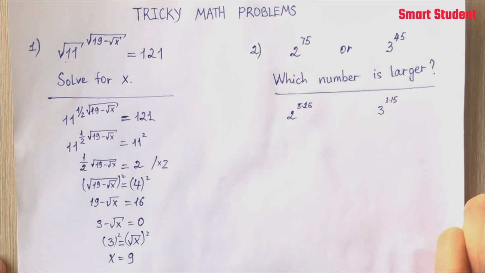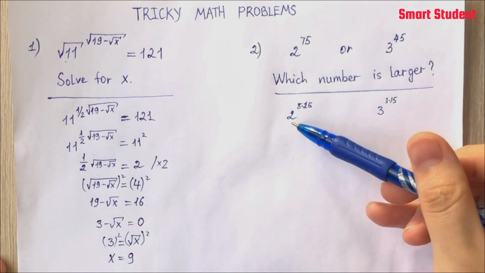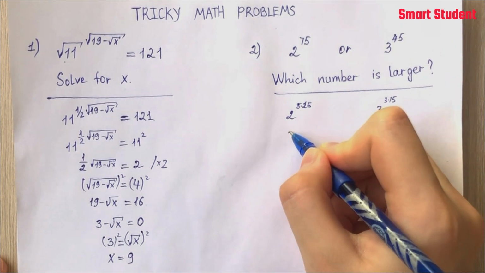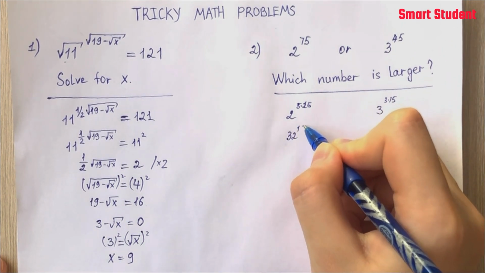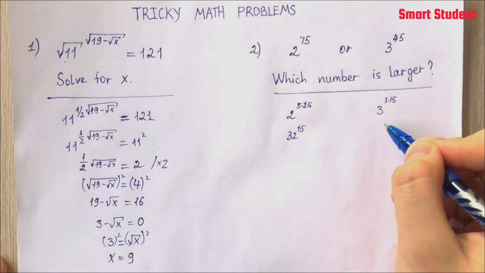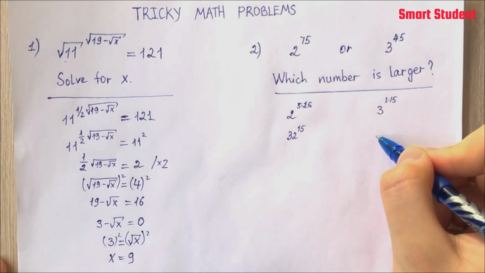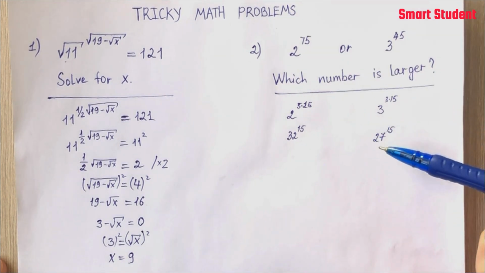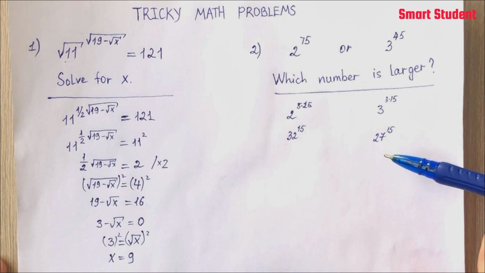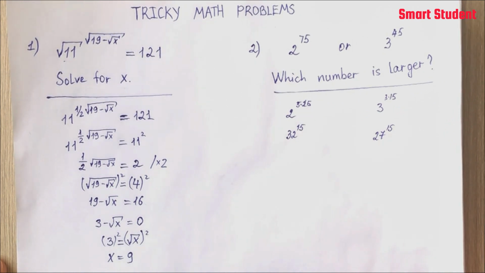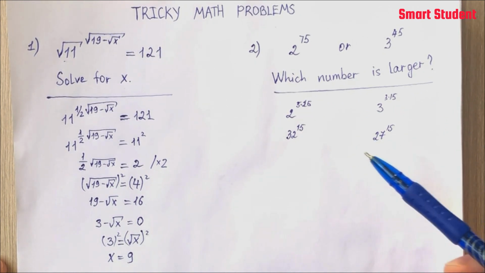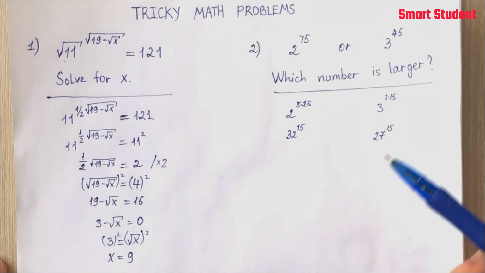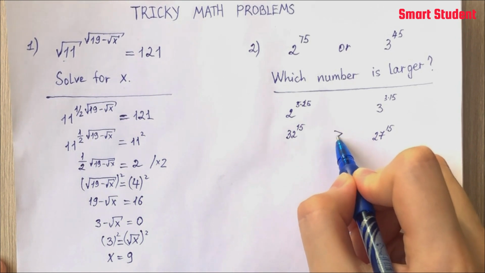Okay, now we can actually write this base like 2 to the power of 5. So that is 32 to the power of 15. And over here we have 3 to the power of 3, which is 27 to the power of 15. So 32 and 27 are our new bases. So now it's really easy to see which one of these two numbers is larger, because we have the same exponent, which is 15. So we can conclude that this one is larger.